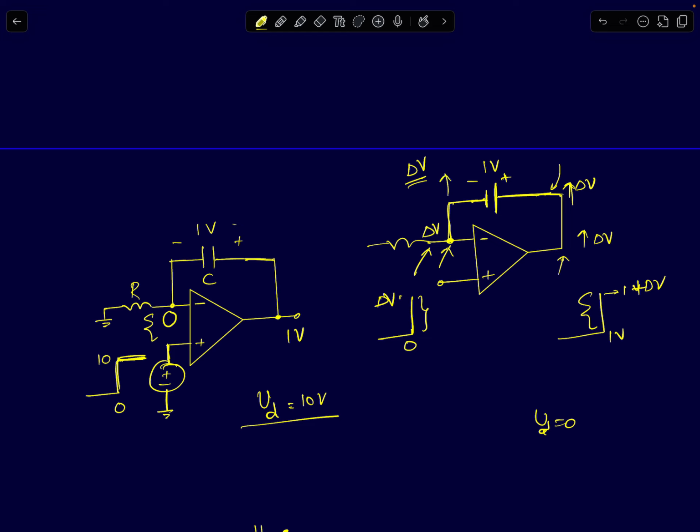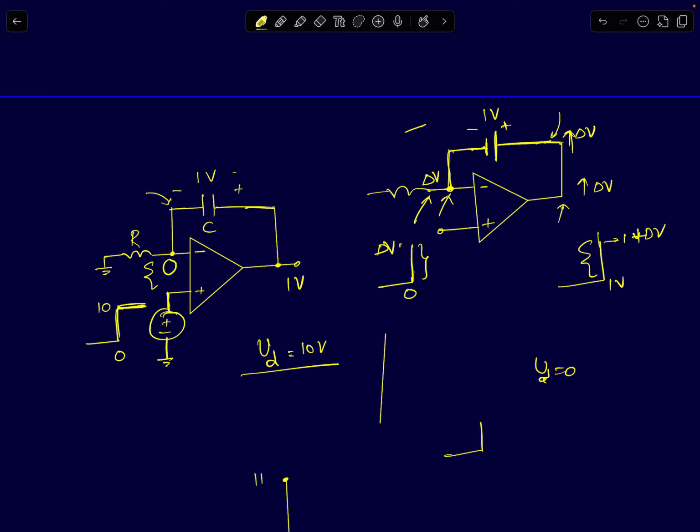Now this output will keep on increasing because it's trying to reach plus 15. So it will keep increasing till the inverting terminal voltage comes to 10 volts. Or I can say when the output reaches 11 volts, the inverting terminal voltage will reach 10 volts. So the output voltage will jump from 1 to 11 volts. The inverting terminal voltage starts off at 0 and jumps to 10 volts, 1 volt lower than the output, because there is a cap with an initial charge and that voltage cannot change instantaneously.